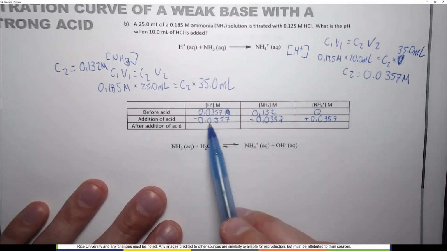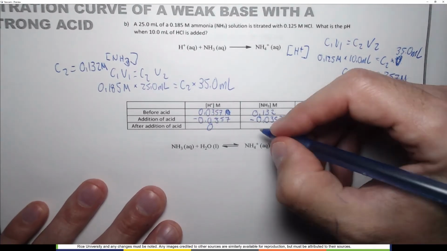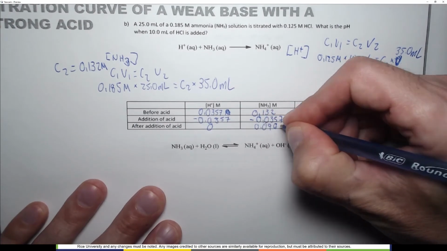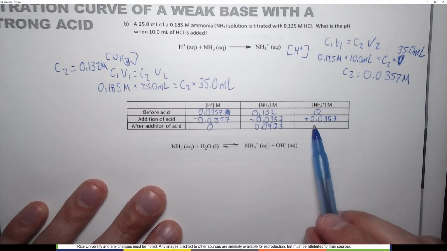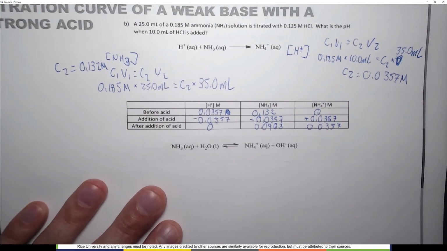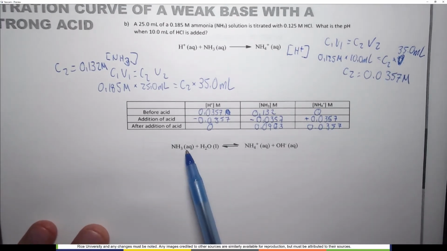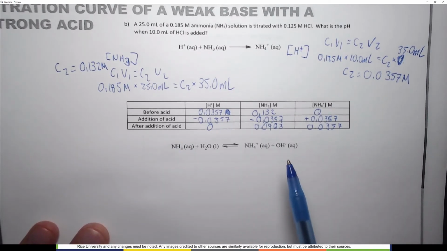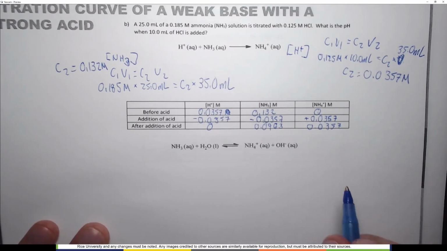So after the addition, we're going to have 0 H plus. We're going to have this minus this, which is 0.0963 molar NH3. And we're going to have all of this, which is 0.0357 molar NH4 plus. Well, now we have a solution that contains both weak base and its conjugate acid. If we have that case, we can use the Henderson-Hasselbalch to find the pH.